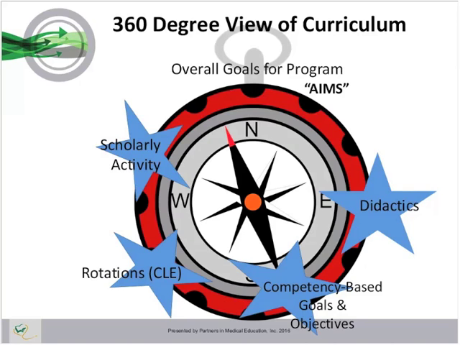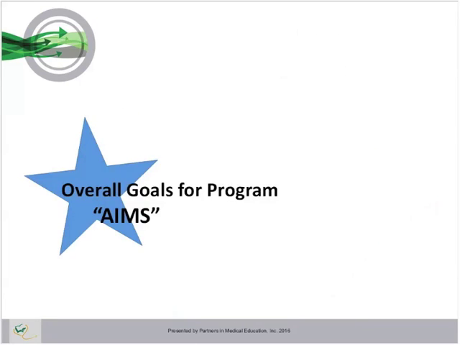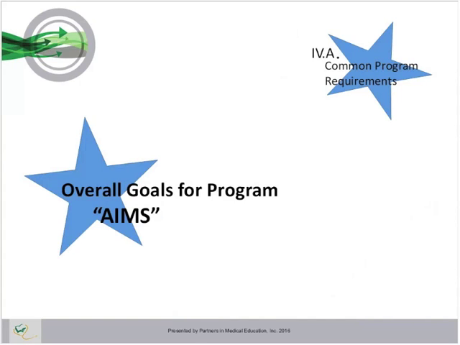encompasses everything. We will start at the top, overall goals for the program, or now that we are in the self-study phase, we also call these the aims of the program. That's a new word that's come in since we started the self-study. So when we're talking about the overall goals for the program, we want to go back to our program requirements. And in this case, we want to go back to our common program requirements. Everything I talk about today is right there in your common program requirements.